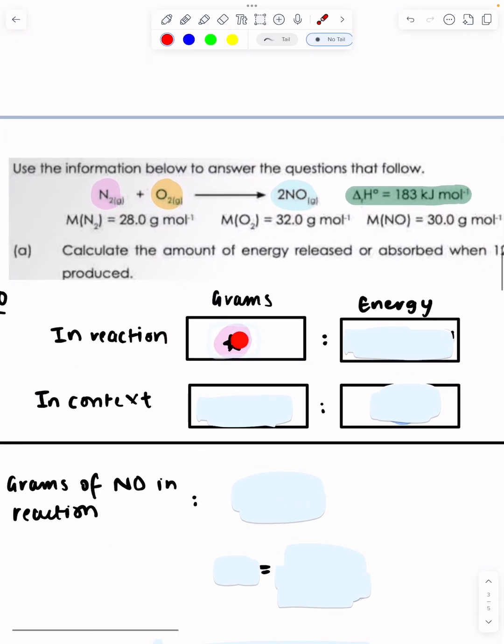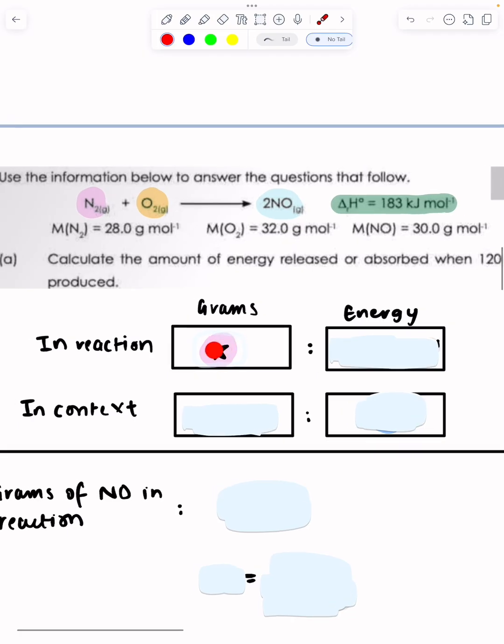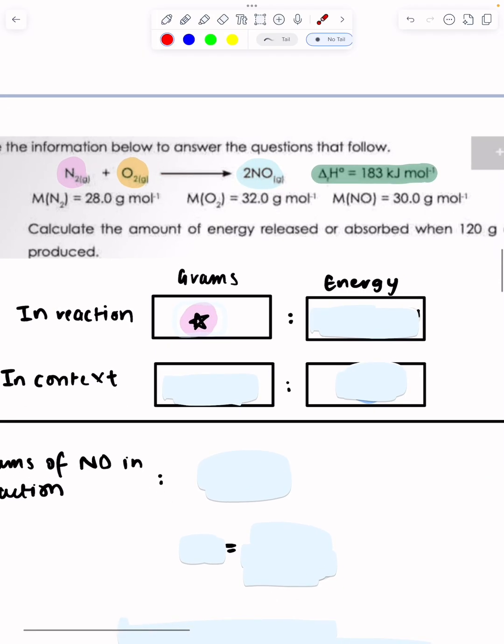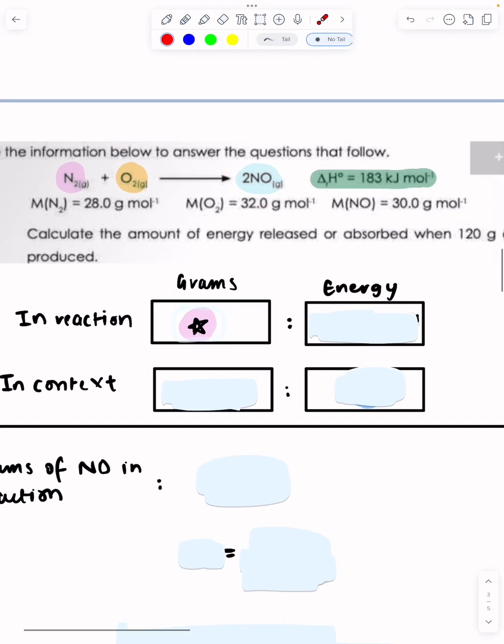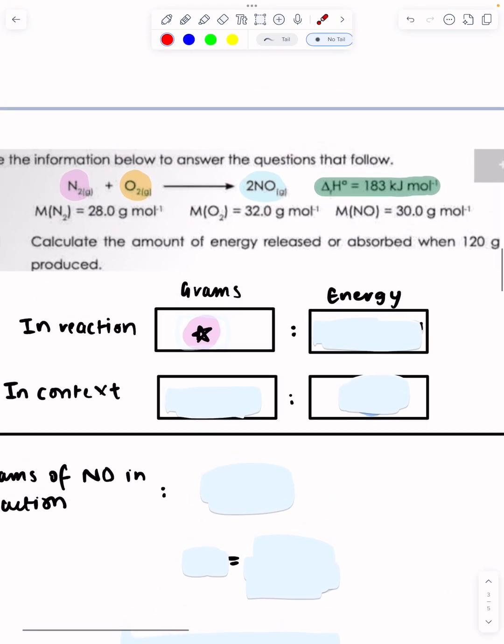So we're going to use our moles equation, rearranged to find the grams of NO, because that is the focus of this question, the grams of NO in this reaction. According to the equation, this many grams, which we're going to figure out, is producing this much energy. It's contributing to the production of this much energy. So I can fill that box out.